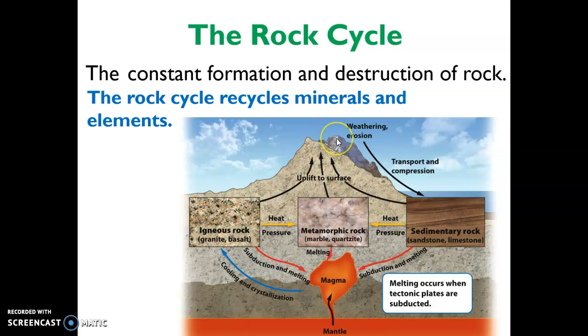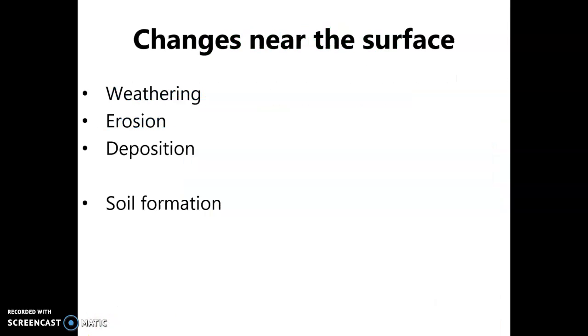Then weathering and erosion, which we'll talk about in just a minute, will occur to break down the rock and transport it. That would be the formation of sedimentary rock. Some of that sedimentary rock, some of that metamorphic rock, and some of that igneous rock will also be subducted underneath as plates collide. And when it's subducted, it becomes warmer and melts and becomes magma again. So on the next slide, we will look at the weathering and erosion portion of this process.